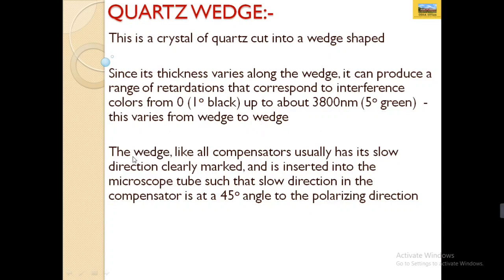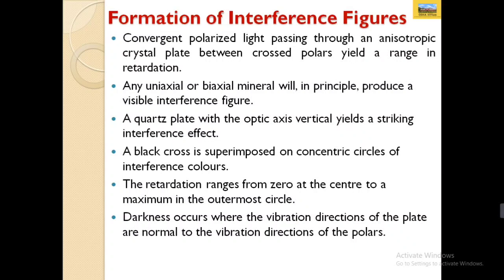This wedge, like all compensators, usually has its slow direction clearly marked and is inserted into the microscope tube. The slow direction of the compensator is at 45 degree to the polarizer. You have to remember this point, 45 degree. This is an important one.